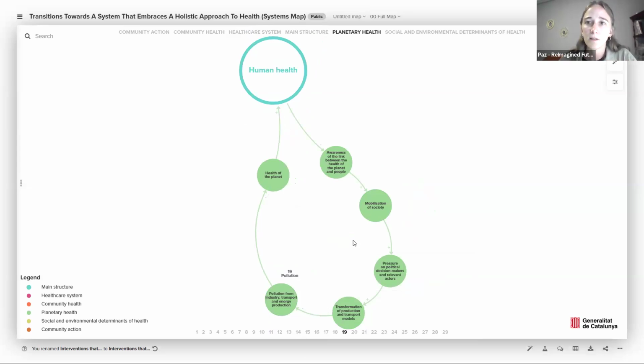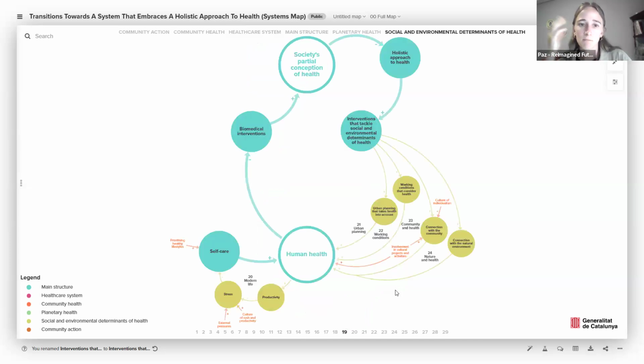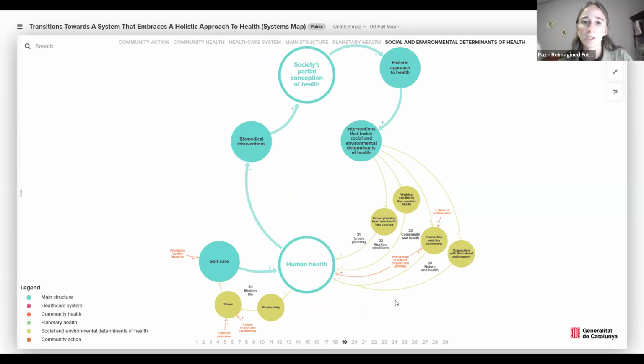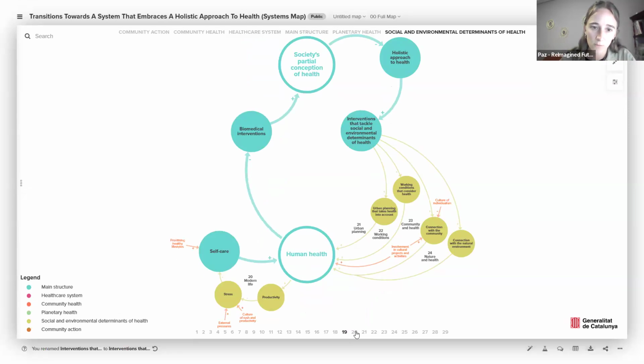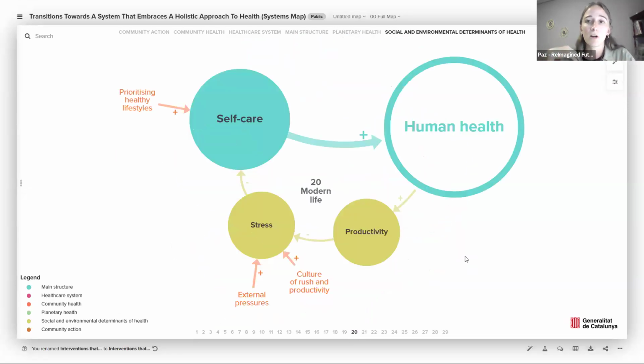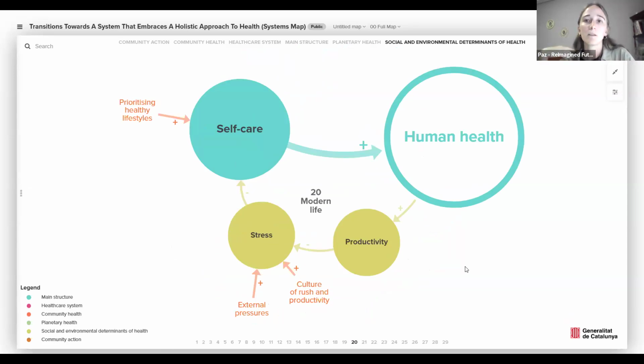Then this region is about the social and environmental determinants of health, and it basically describes how these 80% of determinants lie outside the healthcare system and how they are usually and often disregarded. For example, number 20, we see that our contemporary lives, dominated by fast-paced work, stress, family and social pressures, etc., limits our time and energy and capacity to self-care, no?